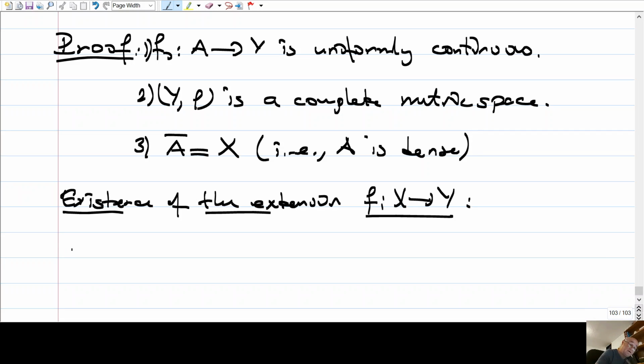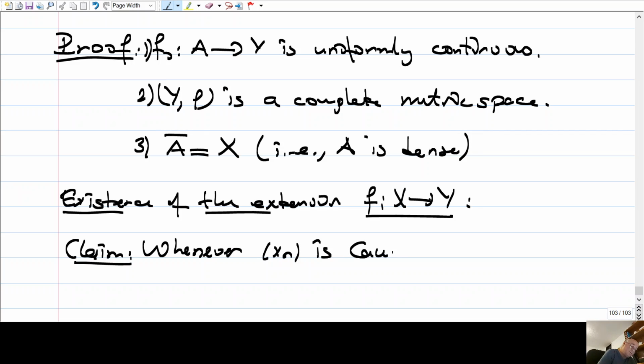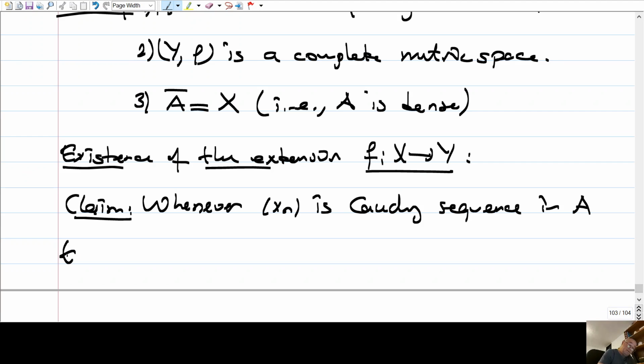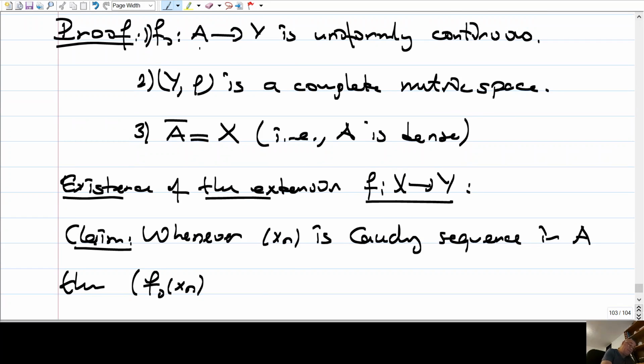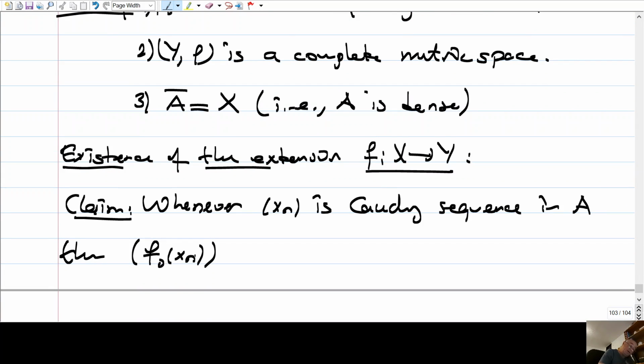So first I have the following claim. Whenever xn is a Cauchy sequence in A, then f0 of xn, right? f0 is defined on A, so I can consider its values on xn, so I get a sequence in Y, and this sequence is a Cauchy sequence in Y.